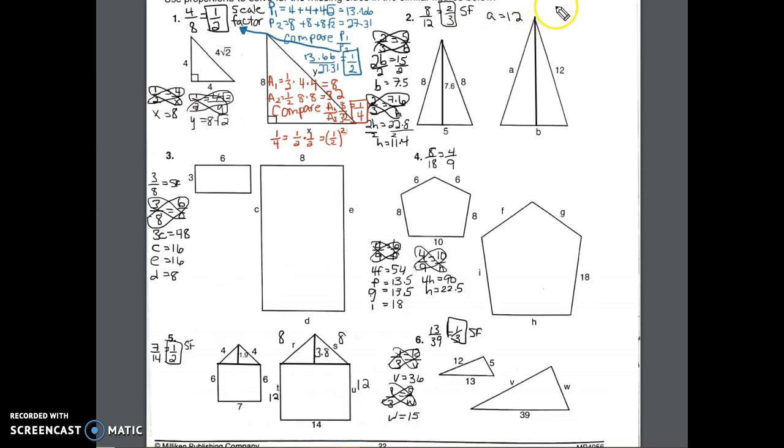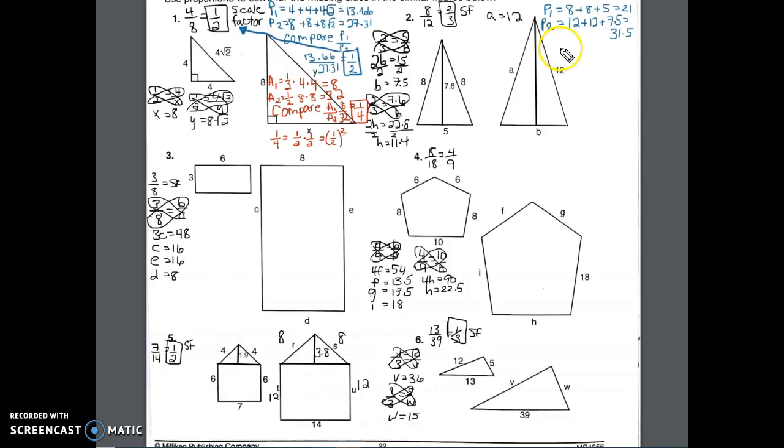Okay, let's look at number 2. So again, I want to compare perimeters. So perimeter 1, I'm going to have 8 plus 8 plus 5. That's going to give me 21. Perimeter 2, I'm going to have 12 plus 12 plus 7.5. That's going to give me 31.5.